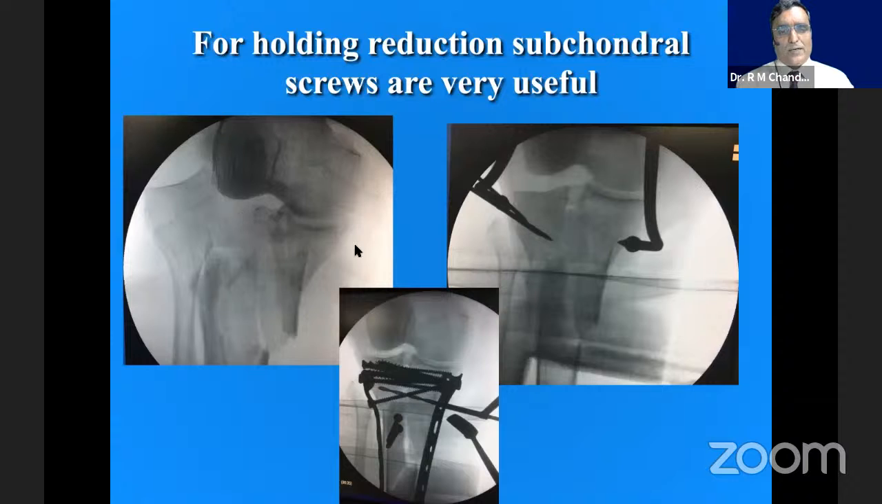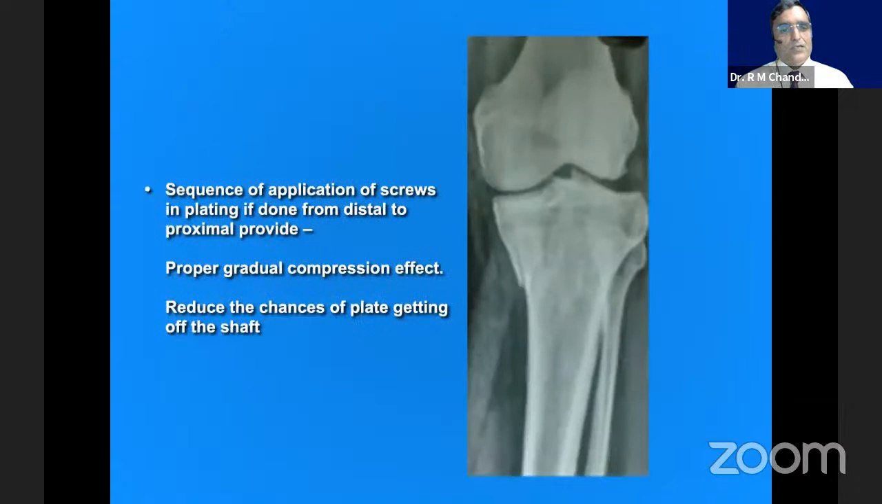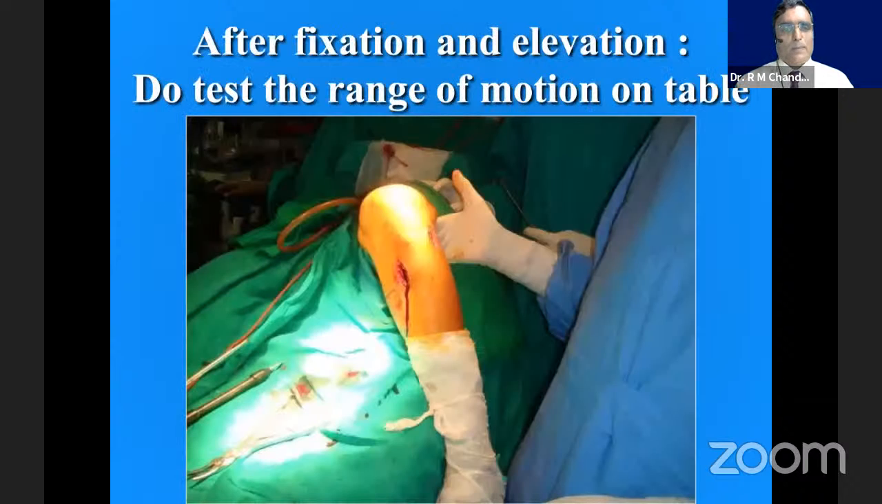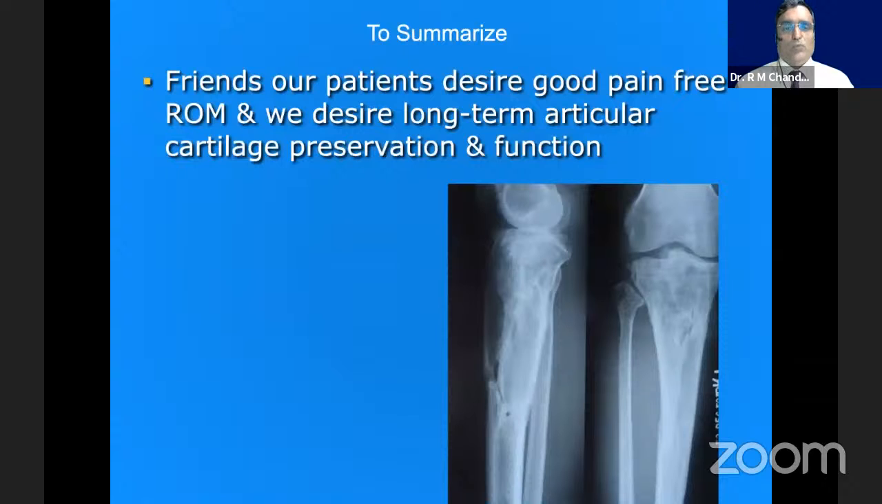When the articular surface is shattered, multiple subchondral screws really give a good holding of the articular surface. So this is the sequence of application of screws in a bicondylar fracture. At the end, once the fixation is achieved, you test the full range of movement.